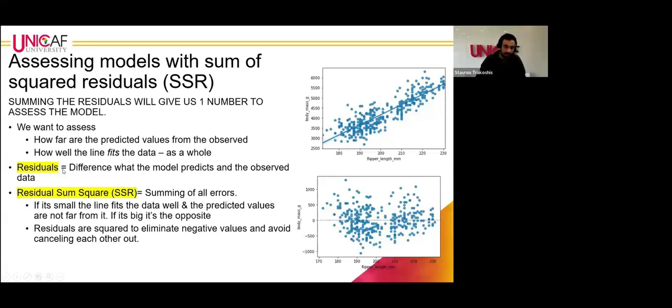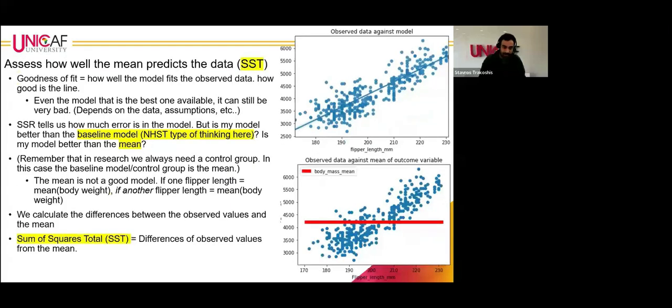As I have told you many times, the residual is the difference between the predicted values from the model and the observed data. And in order to get a number that is called the sum of squared residuals, I need to sum all the errors. If this number is small, then the line fits the data well, and the predicted values are not far from the observed values. Residuals are squared to eliminate negative values and avoid canceling each other out, as I told you many times.